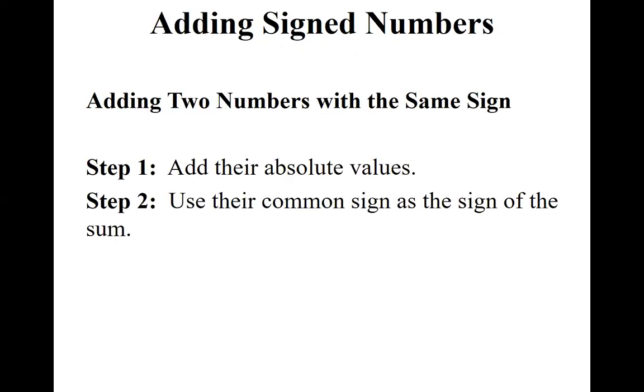We're going to break it up into 2 different rules to follow. One, when the 2 numbers we're adding have the same sign, and one when the 2 numbers we're adding have different signs. For starters, when we're adding with the same sign, we add the absolute values and then use the common sign as the sign of the sum.